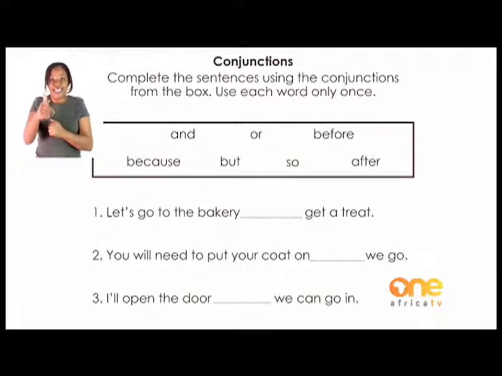Let's look at sentence number one. Let's go to the bakery, get a treat. What conjunction do you think we can use there? We go to the bakery, we get the treat. I think we will use "and." Let's go to the bakery and get a treat.